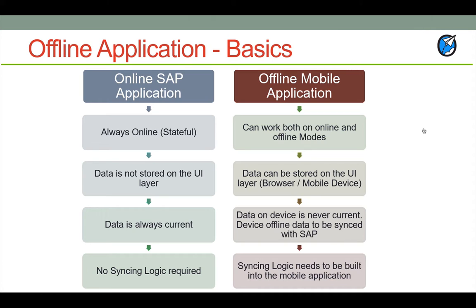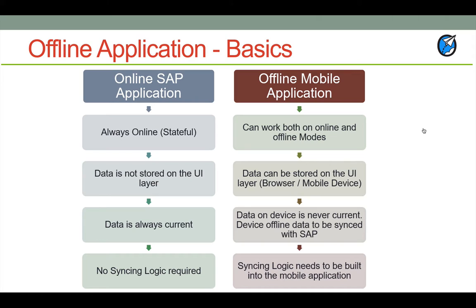On the other hand, the offline application, when we say offline, it essentially means offline also. Fundamentally, the goal of every application is to be able to update data into SAP. So if you're completely offline and never go back to being online, your data will forever remain in the device and you're not updating anything in SAP, and therefore, what's the point of that? So these applications can work both online and offline seamlessly, and the data is stored on the UI layer, either on the browser or the mobile device.